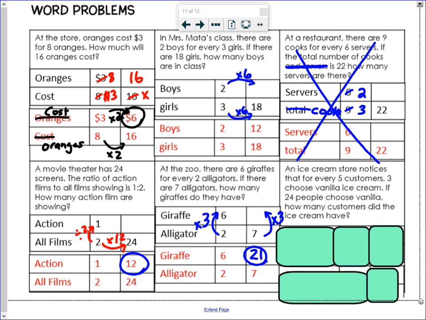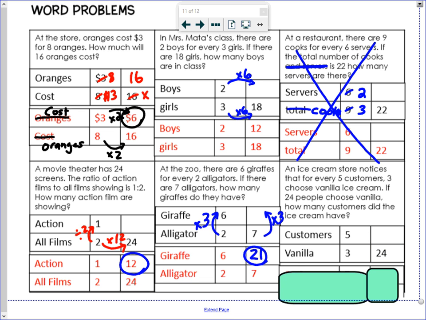An ice cream store notices that for every 5 customers, 3 choose vanilla ice cream. If 24 people choose vanilla, how many customers did the ice cream shop have? So for every 5 customers, we've got customers to vanilla, and it's 5 to 3. So out of every 5 customers, 3 choose vanilla. We notice that 24 are choosing vanilla.